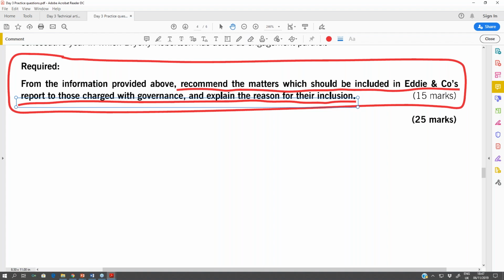What matters will Eddy and Company include in their report to those charged with governance? Not to the shareholder, right? The question is not on the audit report to the shareholder. I hope everyone is picking that. The question is on the matters which should be included in Eddy and Company's report to those charged with governance, and explain the reason for their inclusion. And we have 15 marks. We know in a reporting question, everything is worth 1 mark. So recommend the matters which should be included and explain the reason for their inclusion. Every matter, every recommendation of a matter, will give me 1 mark.